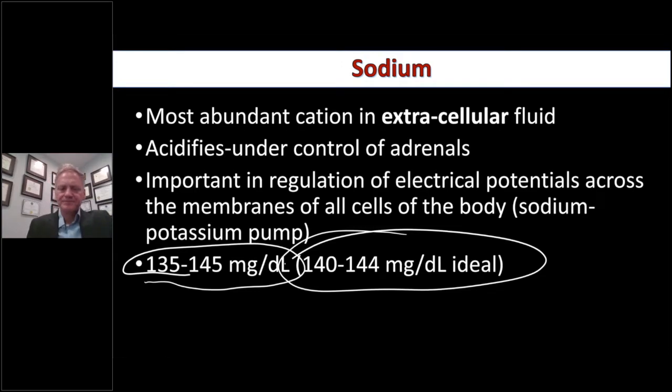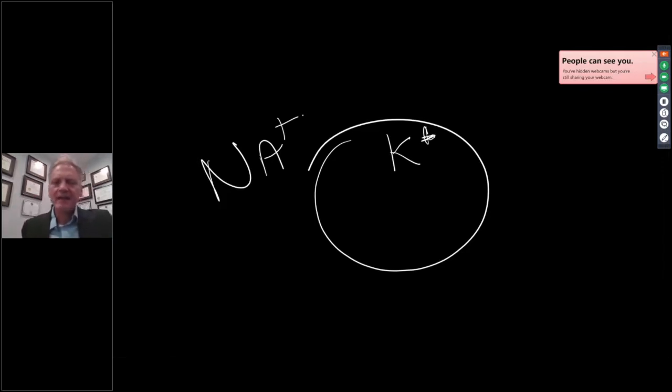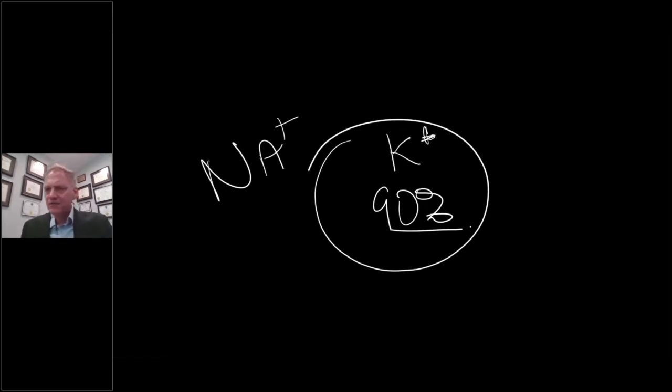All right, so let's take a look. First, we have a cell right here. Inside the cell, we have a whole bunch of potassium, which carries a positive charge. On the outside of the cell, we have a whole bunch of sodium, which holds a positive charge. You also have some chloride out here as well. But the predominant electrolytes, as a matter of fact, 90% of your potassium is going to be found intracellular, where the majority, or lion's share, of your sodium is going to be extracellular.